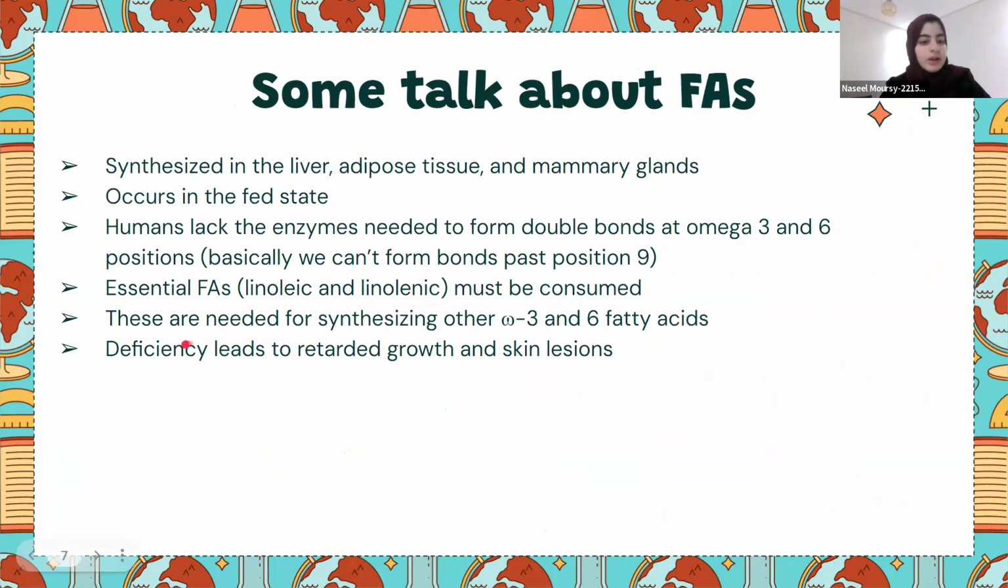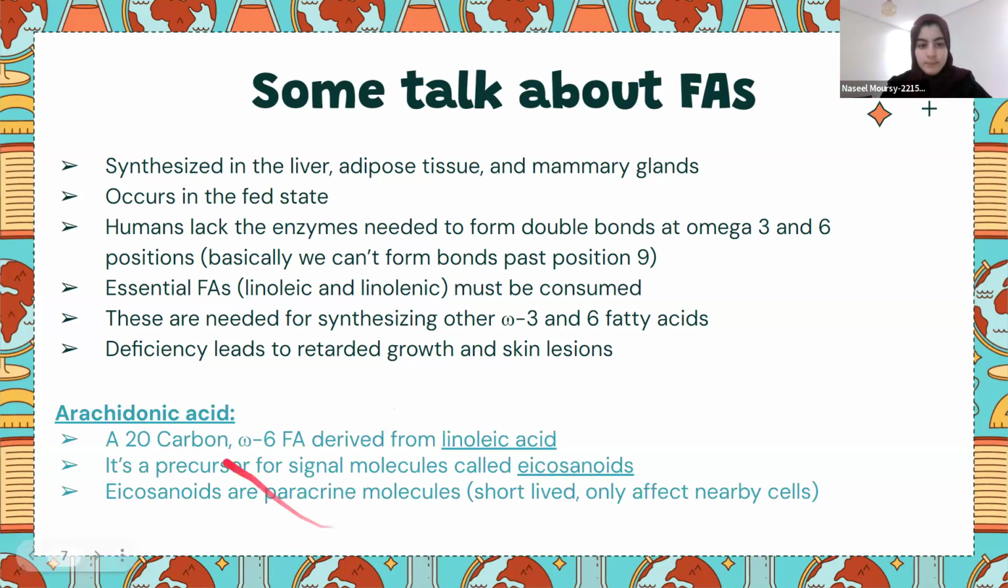Final thing is that deficiency of these fatty acids leads to retarded growth and skin lesions. Now, omega-6 is a precursor for another fatty acid, which is arachidonic acid. This one's very important and we'll say why later. Arachidonic acid itself is a 20 carbon molecule. It is omega-6, meaning that it's derived from linoleic acid, because we said linoleic is omega-6 and linolenic is omega-3. This arachidonic acid is a precursor for signal molecules called eicosanoids.